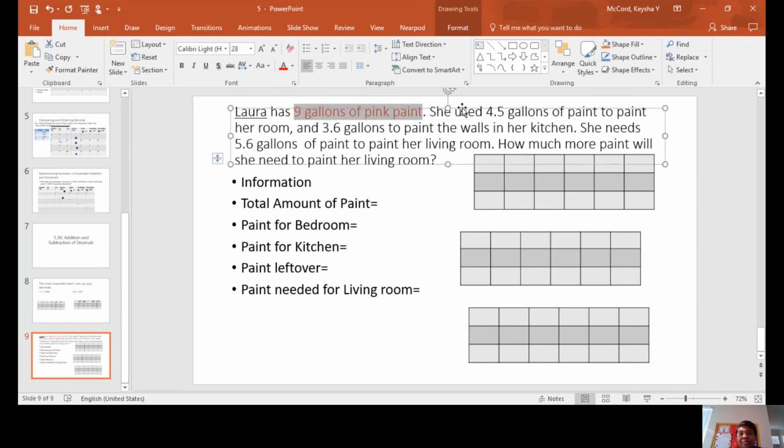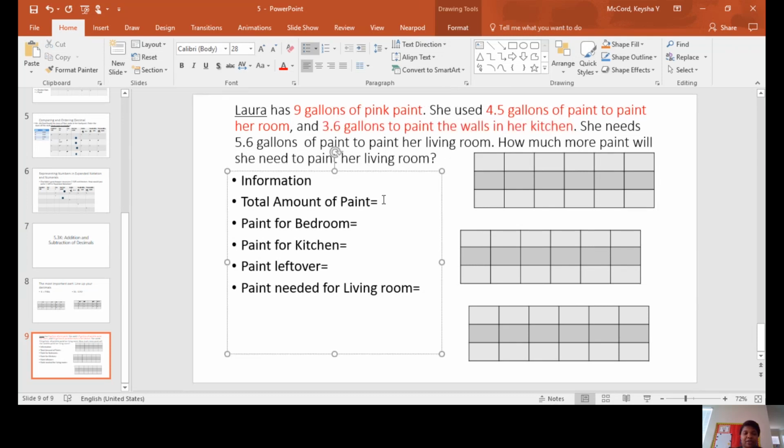9 gallons of pink paint, okay? She used 4.5 gallons to paint her room. So where she sleeps, her room, that's another piece of information. And then 3.6 gallons to paint the walls in her kitchen. So let's stop here. We've gone through 3 pieces of information. Let's start thinking about what these pieces of information mean. She has 9 gallons of paint. Well, that's the total amount of paint she has. So 9 gallons.